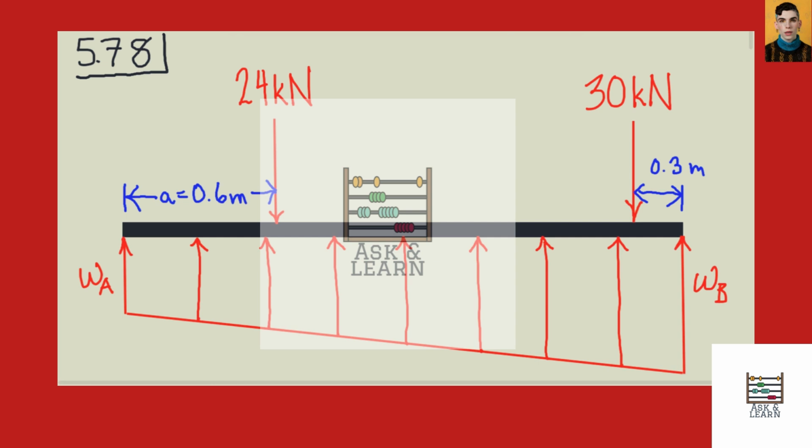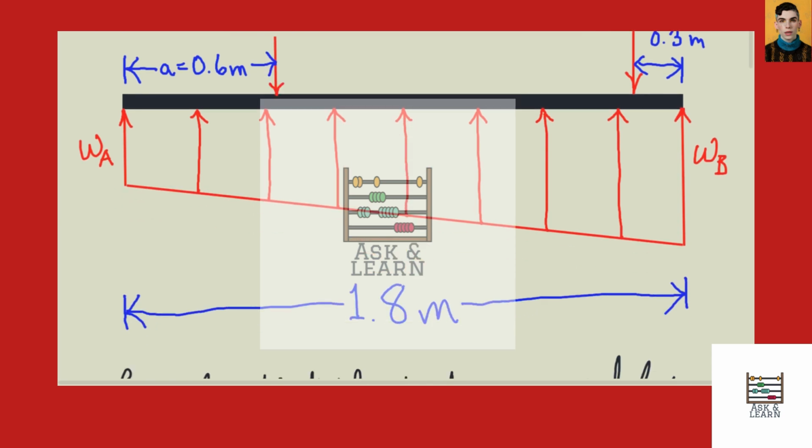The distinct force vectors are 0.6 meters to the right of the far left, and the second one is 30 kilonewtons, 0.3 meters from the far right. The entire span of the beam is 1.8 meters.